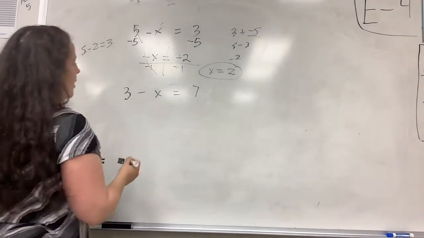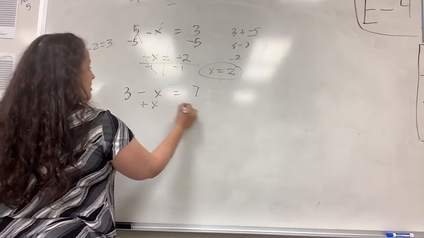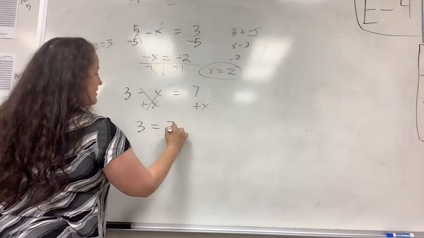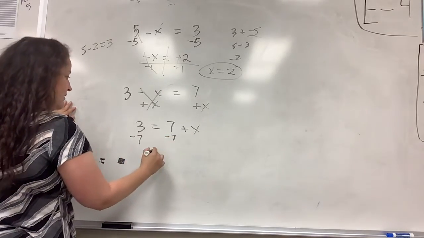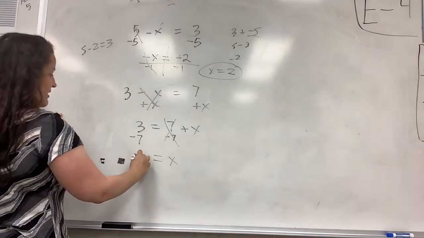Let's look at another type of problem where it might be easier to do plus x. So I see minus x, so I'm just gonna add x on both sides. We'd be left with 3 equals 7 plus x. Now we get rid of that 7 by subtracting 7. You'd be left with x. 3 minus 7 is actually negative 4.